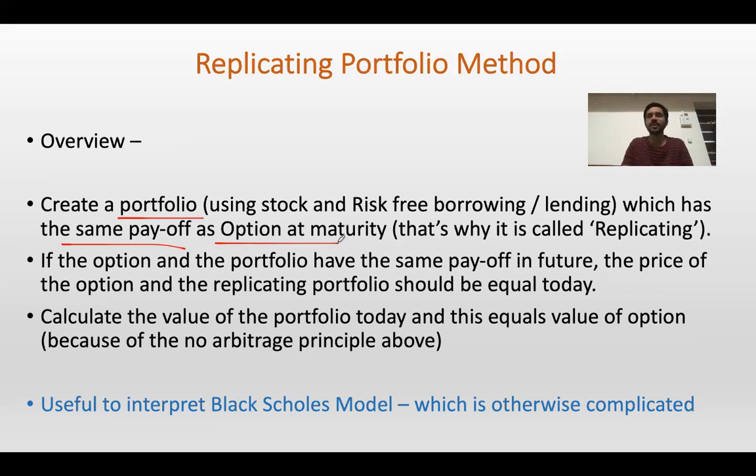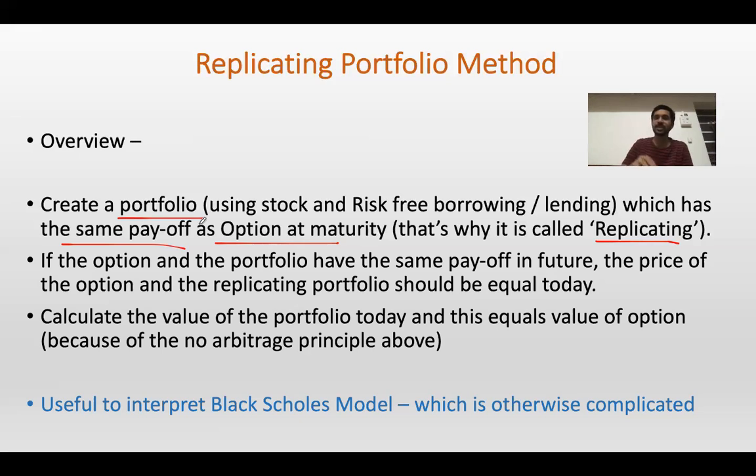Okay. And that is the reason it's called replicating, right? We are trying to replicate the payoff of a call option using a stock and risk-free lending and borrowing. So that is the reason it's called a replicating portfolio, because we are replicating the payoff of a call option or the payoff of a put option. Okay, now the payoff of this portfolio that we created and the payoff of the option at maturity are going to be equal, right?